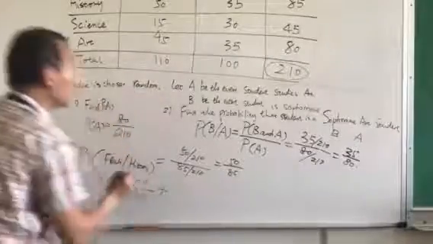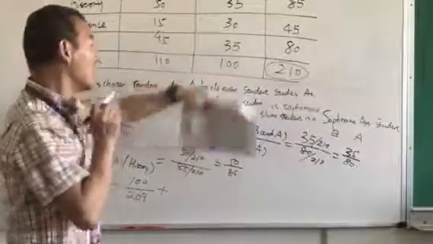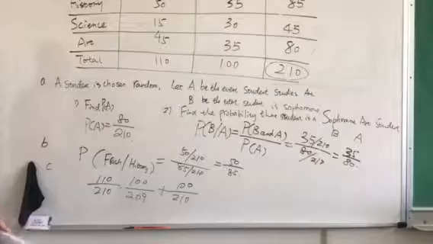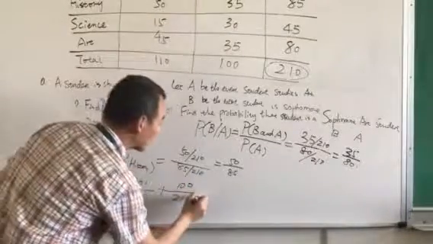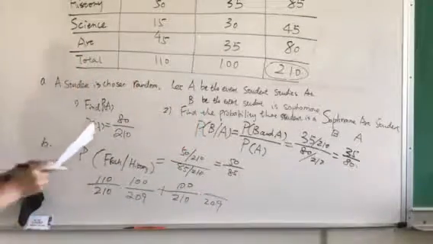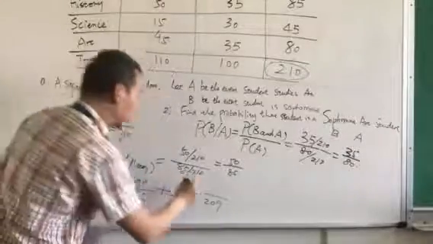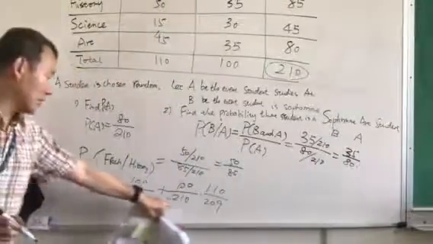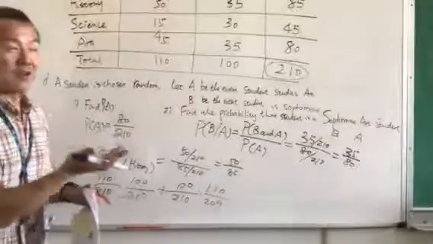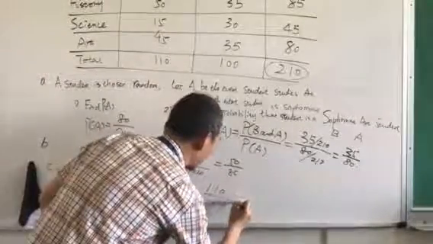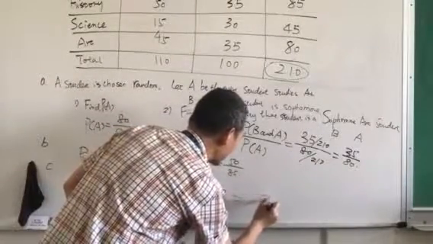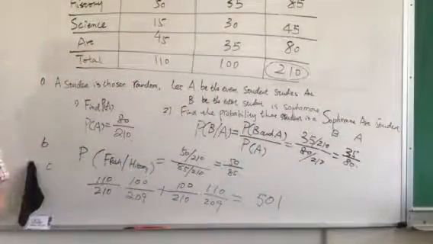And the second scenario, you can also choose a sophomore first. So you choose 100 over 210 first. Then how many students do you have left? You chose one, so you have 209 left. But then you have to choose one freshman, which is 110. So those are your two scenarios, because you can choose freshman first and sophomore later, or sophomore first and freshman later. If you plug it into your calculator and simplify, you should get the decimal 0.501. So that's number 6.